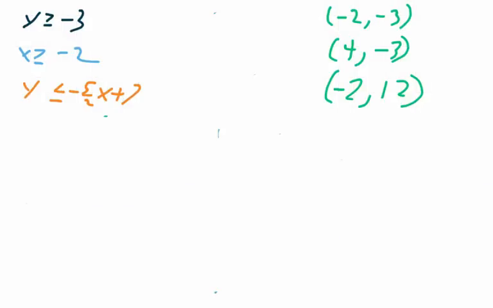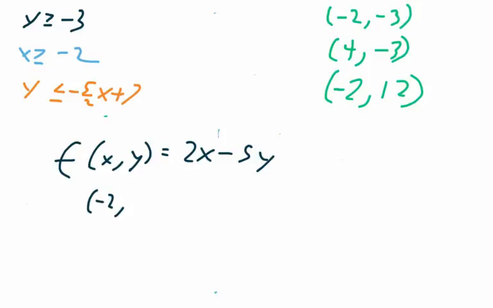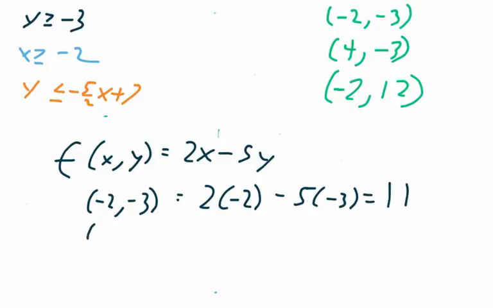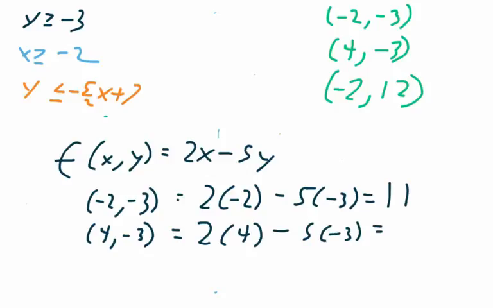In part C, now I'm going to use these numbers to figure out what is the best number for f of x y equals 2x minus 5y. So the first thing I'm going to do is plug in -2, -3, which is 2 times -2 minus 5 times -3, which turns out to be 11. Then I got 4, -3, so I got 2 times 4 minus 5 times -3, which turns out to be 23 when I put it all together.